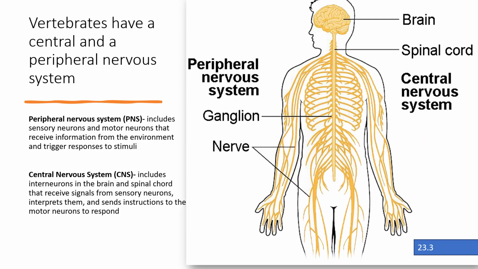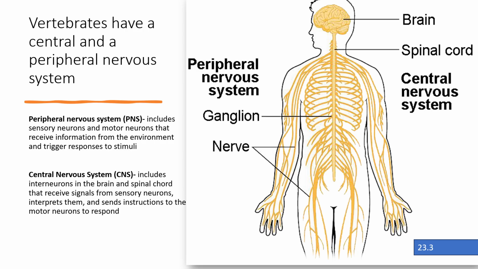In humans and other vertebrates, these neurons are organized into two systems: a peripheral nervous system and a central nervous system. The peripheral nervous system includes the sensory and motor neurons. The sensory neurons receive signals from the environment and send that information to the central nervous system. The central nervous system consists of the interneurons in the brain and spinal cord.